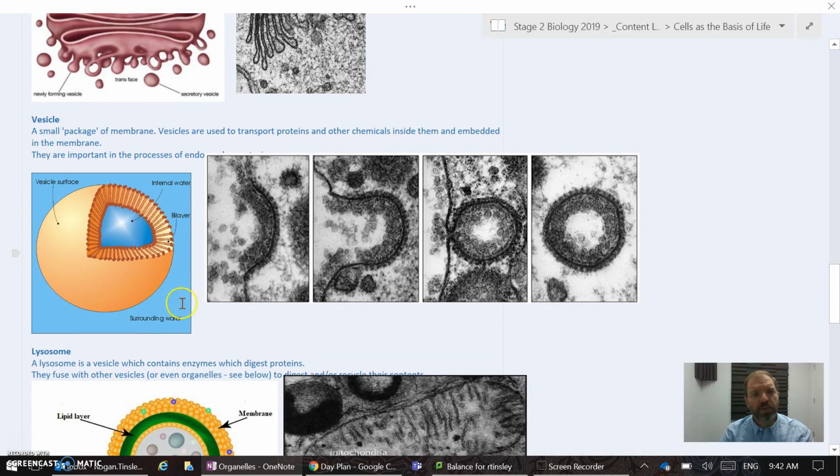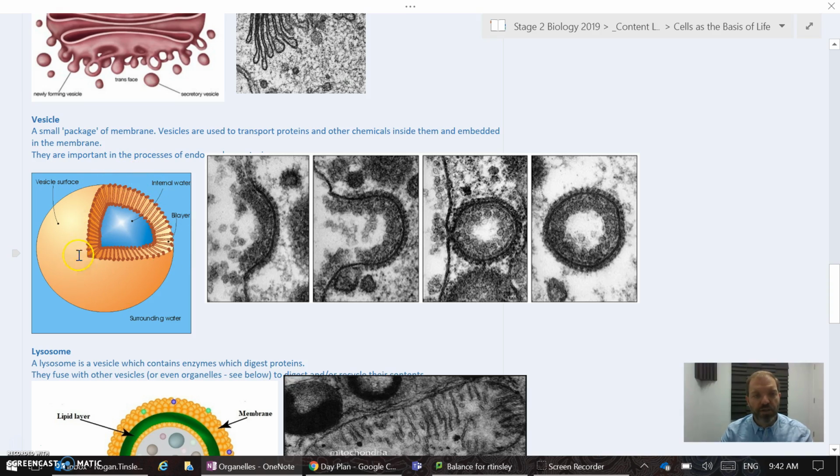So what is a vesicle? Well, you can think of it almost like a tiny cell. It's a lipid bilayer, just like a cell, with a small amount of contents in it. And so if the cell needs to send any materials around the place, this is a little package that it can send around the place.